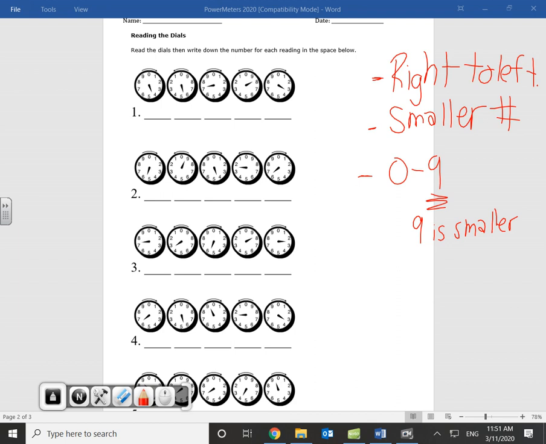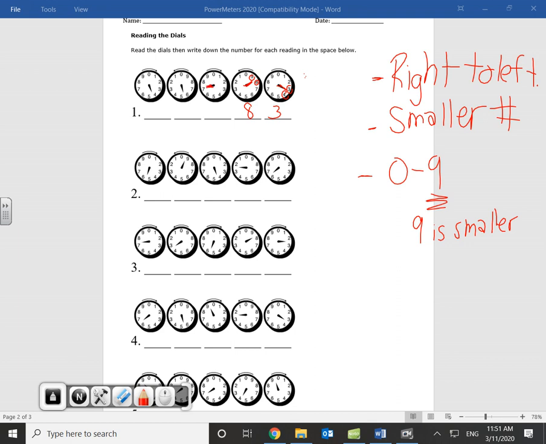All right, let's get my pen. So we're starting on the right. Here's our needle. We're between 3 and 4. We want to pick the smaller number. 3 is smaller. Here's our needle. It's between 9 and 8. We want to pick the smaller number.